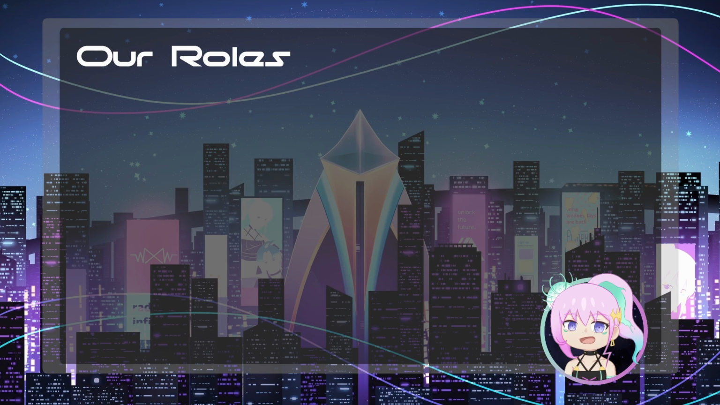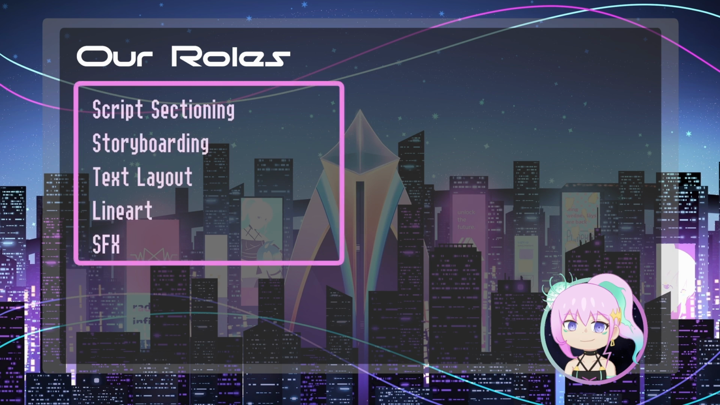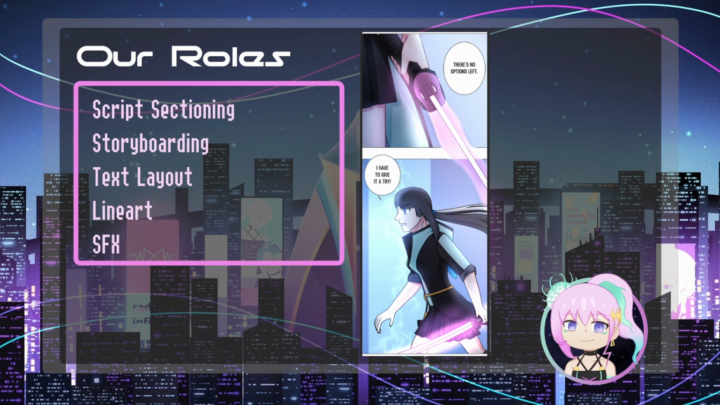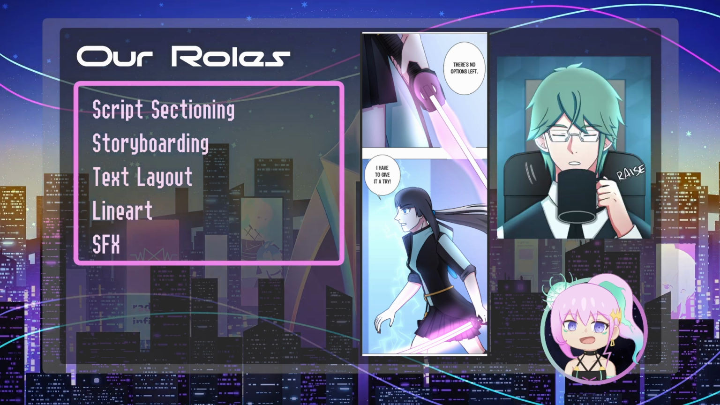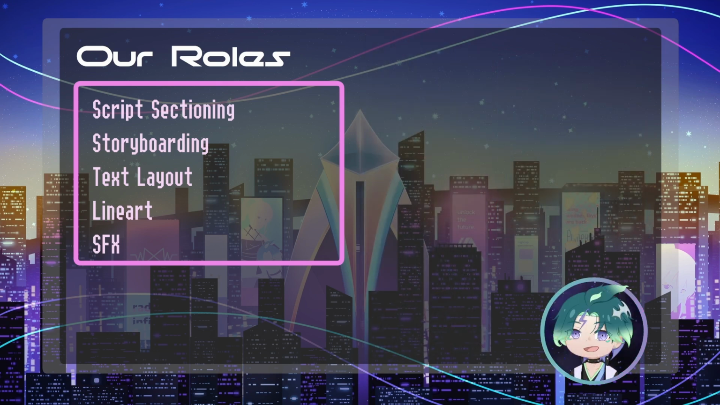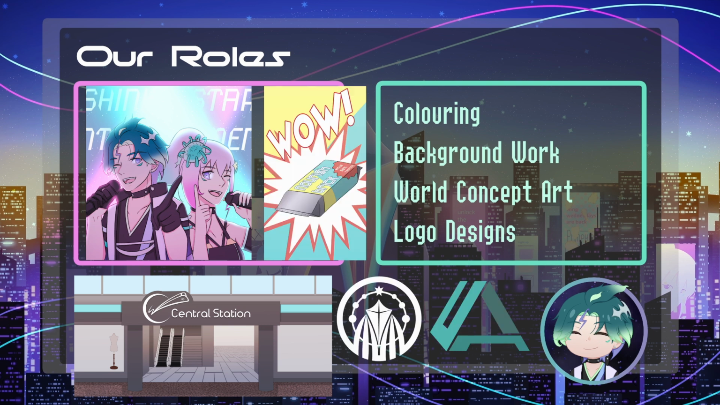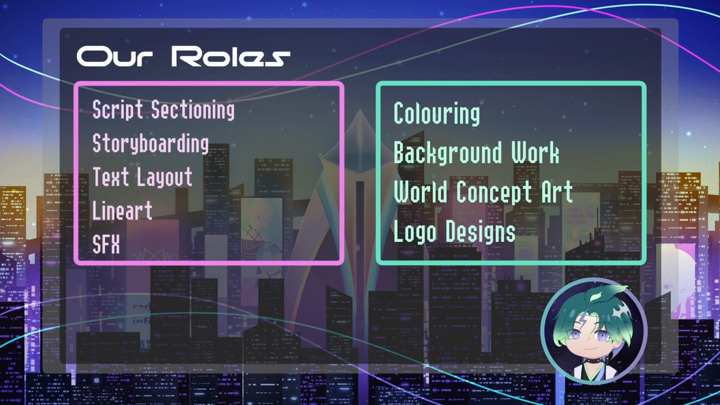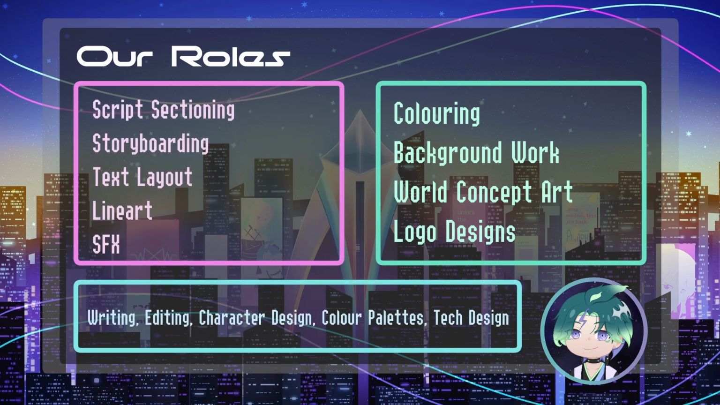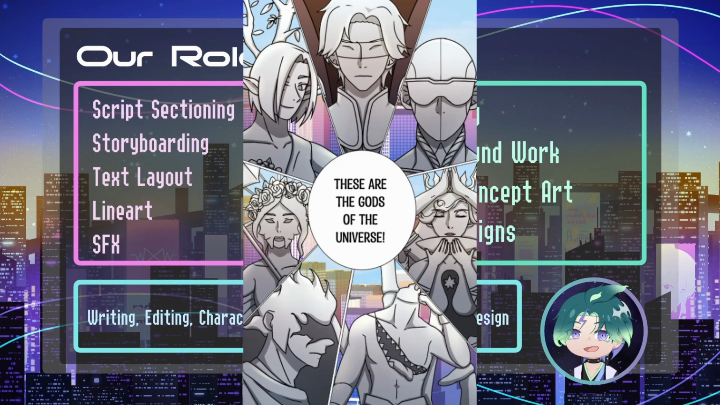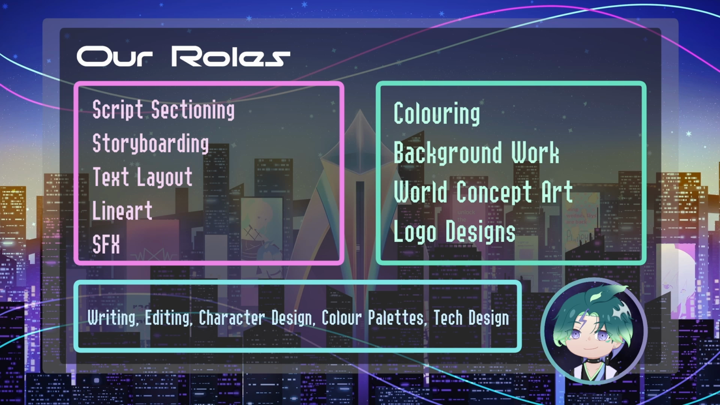So here are some of the things that I do. I deal with script sectioning, storyboarding, text layout, character and general object line art, like weapons, things characters hold like mugs or food, or anything else a character interacts with, and of course, sound effects. And as for some of the things that I do, my job is coloring, background work, figuring out how a world looks, like world concept art, and logo designs. And as for the things that we share, those include story writing, editing, character design, and color palettes for major characters like our main cast, gods, side characters, and so on. And of course, tech design.